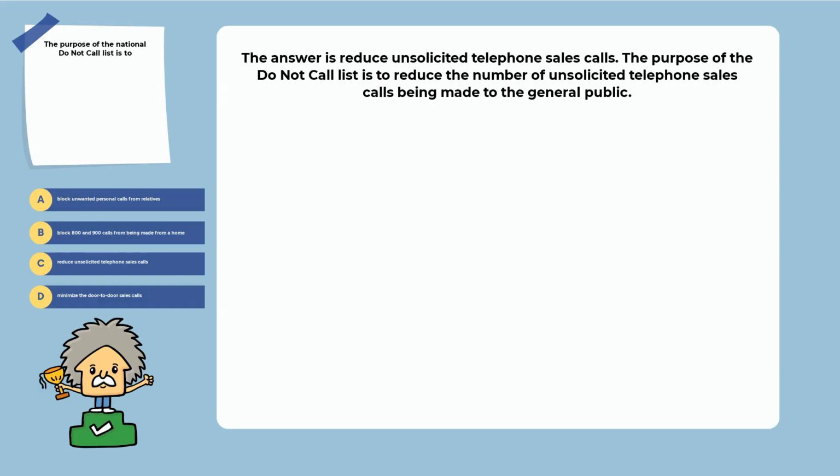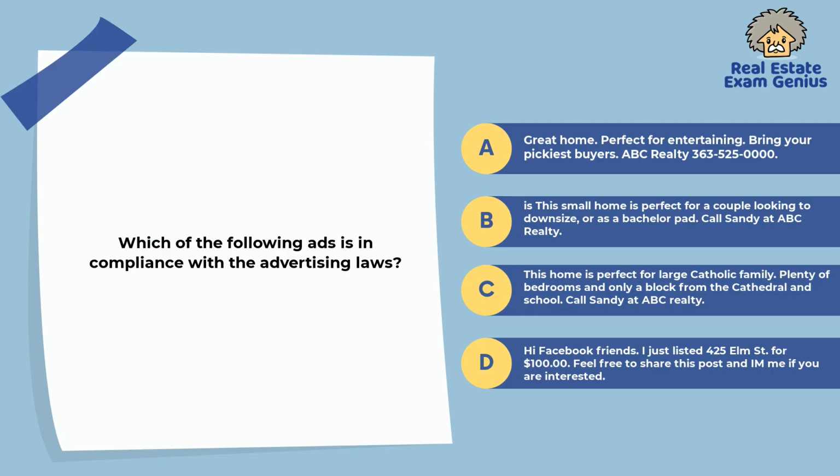The answer is to reduce unsolicited telephone sales calls. The purpose of the Do Not Call list is to reduce the number of unsolicited telephone sales calls being made to the general public. Which of the following ads is in compliance with the advertising laws?